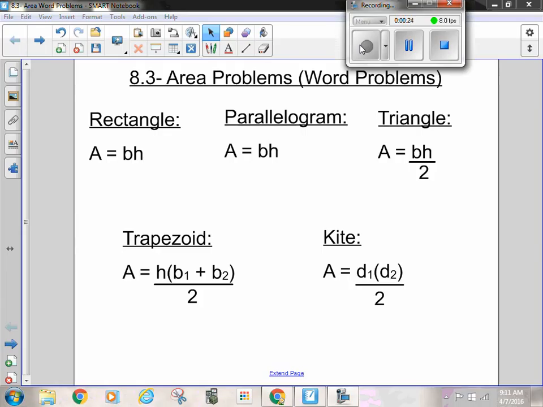Again, the height can occasionally be outside of the triangle, so it's whatever's perpendicular to the base, and the base is not necessarily what it sits on. Trapezoid is the height times the sum of the bases, divided by 2, and a kite is where we multiply the diagonals and we divide by 2.